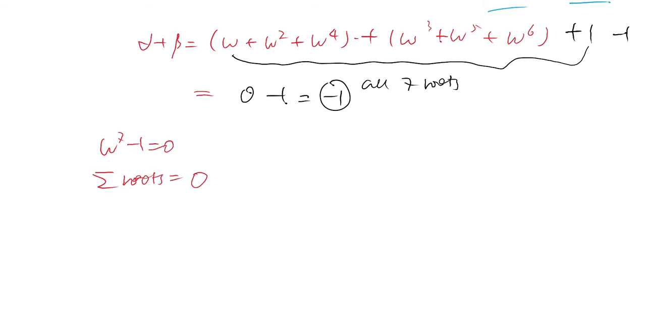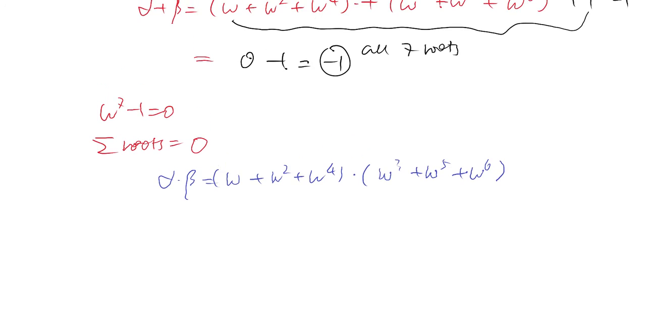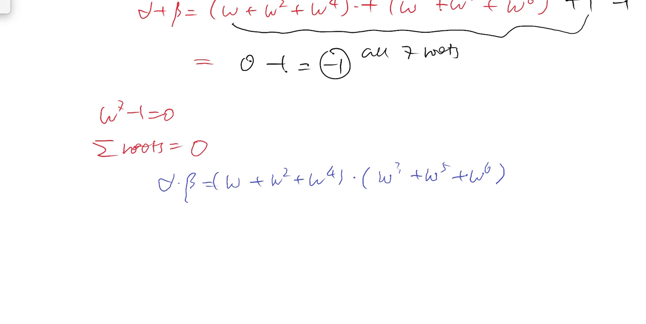Now I just need to figure out the product of all the roots. So I have alpha multiplied by beta, which would be the product of all the roots, which is w plus w squared plus w to the power of 4 multiplied by w to the power of 3 plus w to the power of 5 plus w to the power of 6. So this one you just need a lot of multiplications. We'll do it slowly one by one. Hopefully we'll get to somewhere.